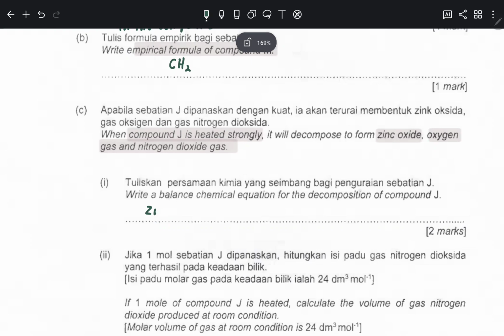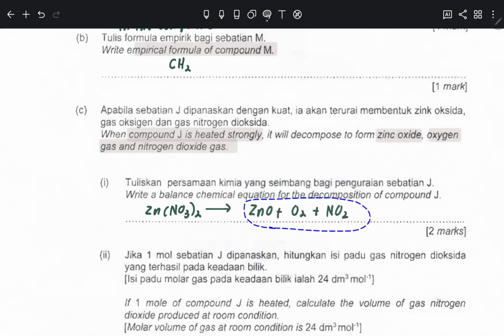So you have Zn(NO3)2. You heat it up strongly, you will get ZnO, O2 and also NO2. So this is your chemical formula. You just get 1 mark because the formula of your substance and also products is correct. But you should balance out your equation.